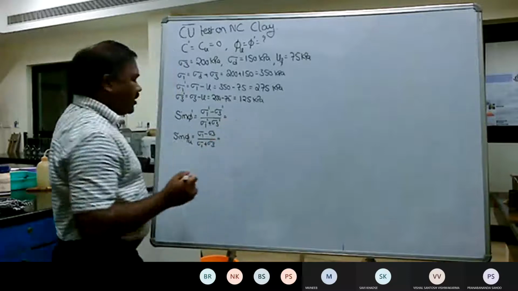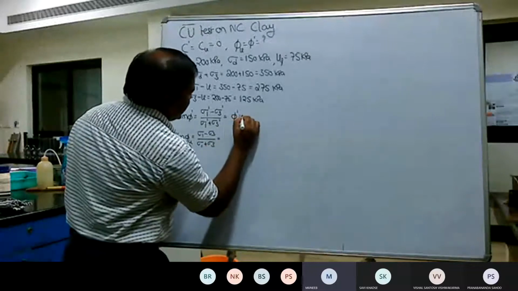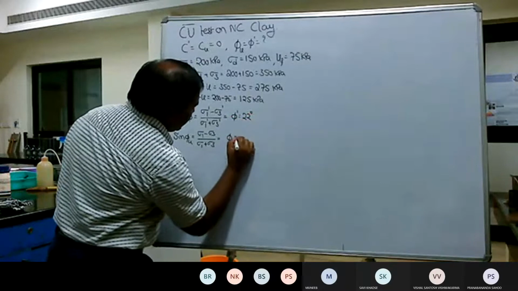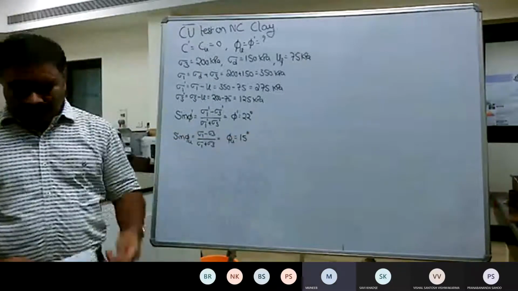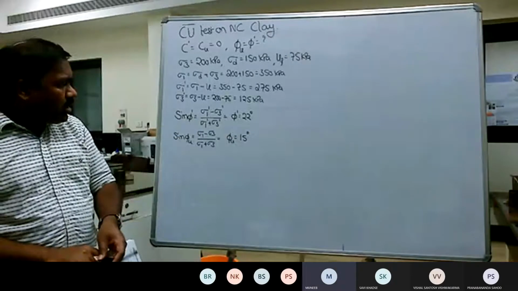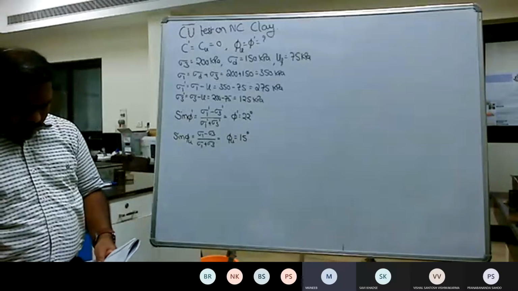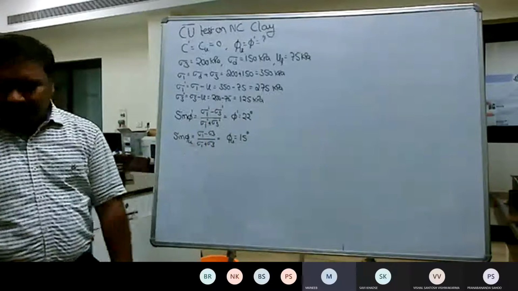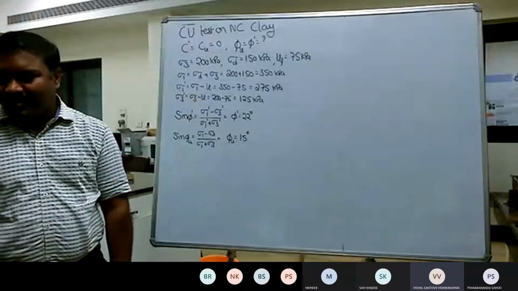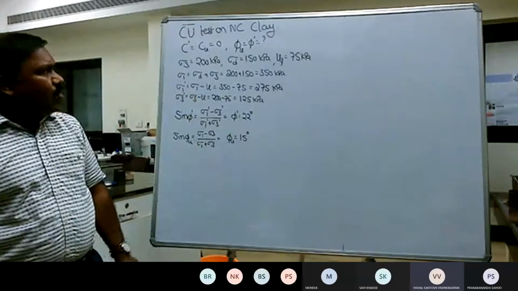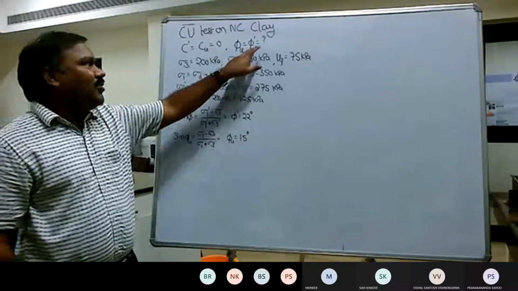Please tell me the values of phi dash and phi u. So phi u is 15.83 and phi dash is 22 degrees. Okay, so phi dash is 22 degrees and phi u is 15 degrees. Effective has the more slope, so this is correct. You are asked to determine the phi u value and the phi dash value.